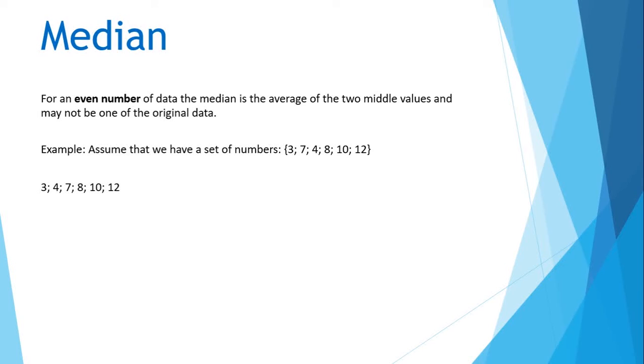Here we have 6 numbers, so (6 plus 1) divided by 2 equals 3.5. It means that the median will be the average of the third and fourth values. So, third value is 7, fourth value is 8. And the median is (7 plus 8) divided by 2, which equals 7.5.